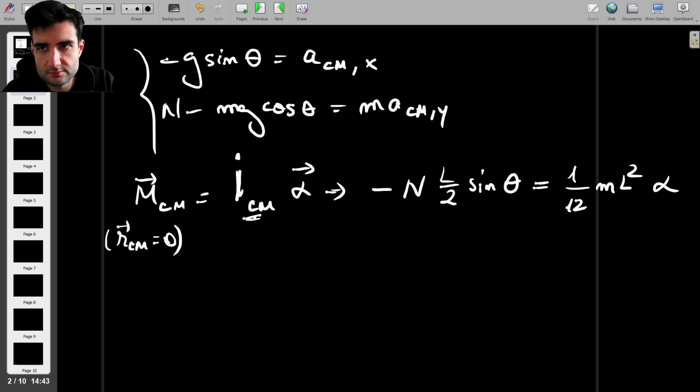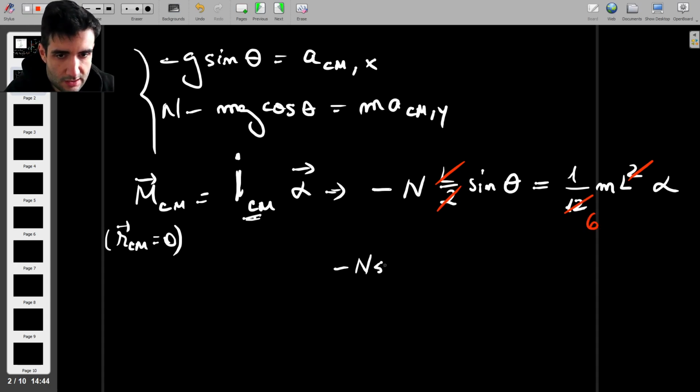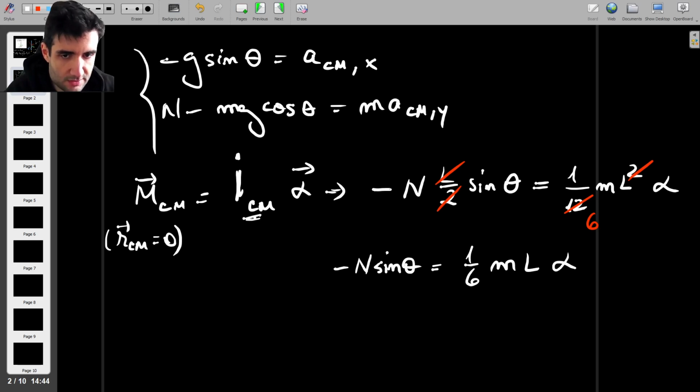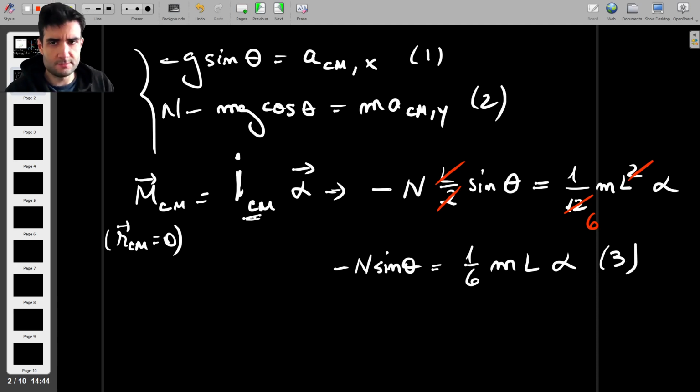So we can cancel a couple of things. We can cancel the L's, we can cancel this 2 with this 2, and we have 6. So we're going to end up with minus n sine theta equals 1 over 6 m times L times alpha. Right, so we've got one equation. This is the second equation, and this is the third equation.